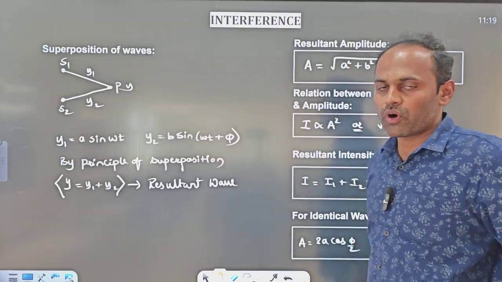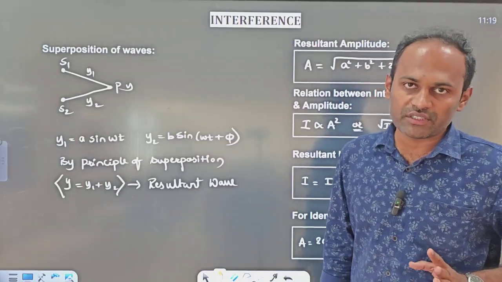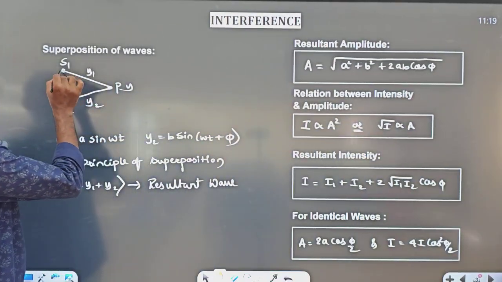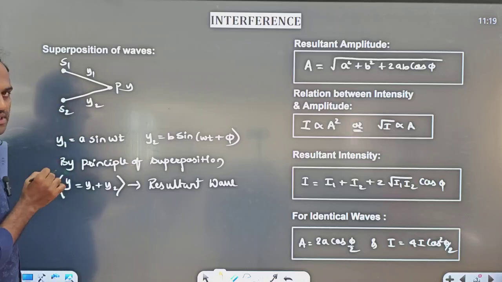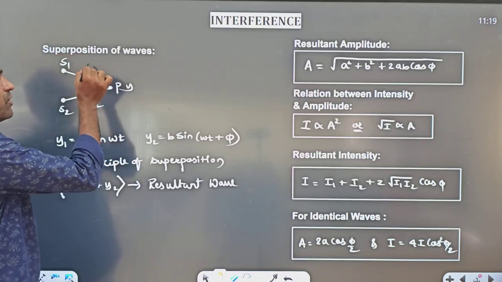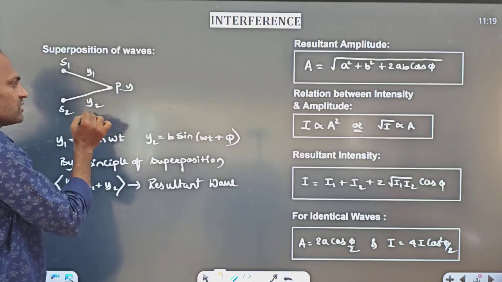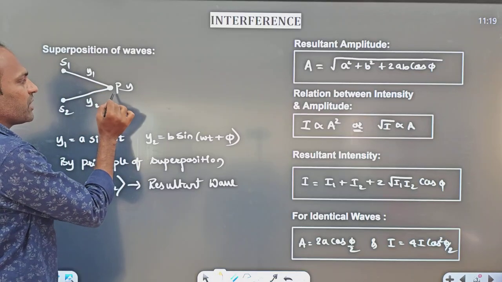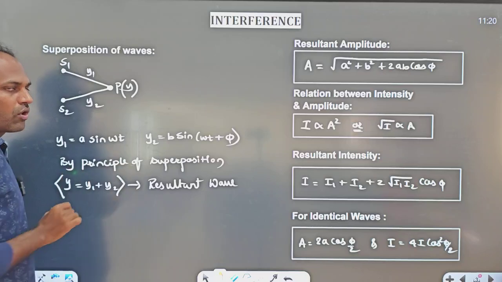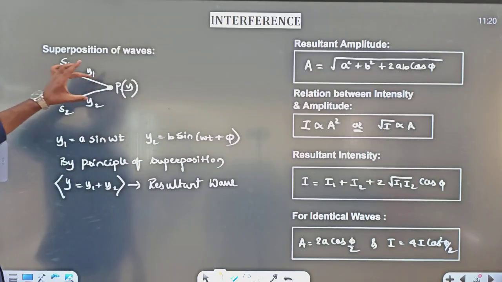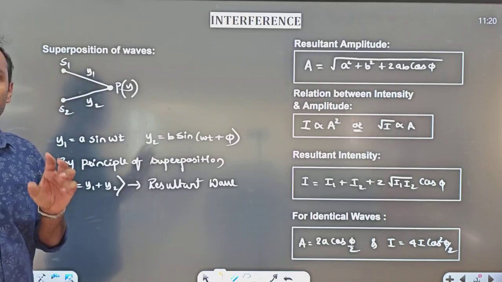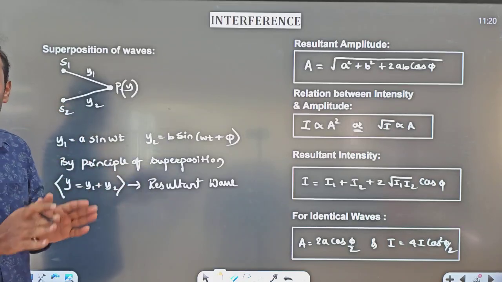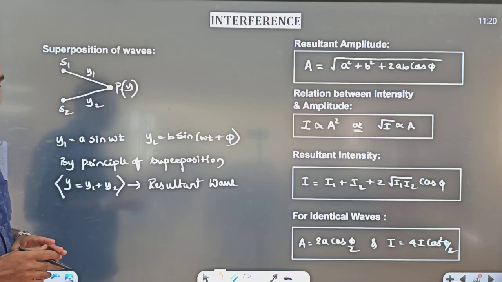Okay, next I will go for the important concept from this chapter, that is called interference. See what happens when two light waves are coming from two coherent sources. Here S1 and S2 are the two coherent sources. From S1 there is a wave coming called Y1. From S2 there is a wave coming called Y2. These both waves are getting superposed at this point P, and they are forming a resultant wave called Y. Two waves are superposing, we are getting one resultant wave, and that resultant wave is Y.